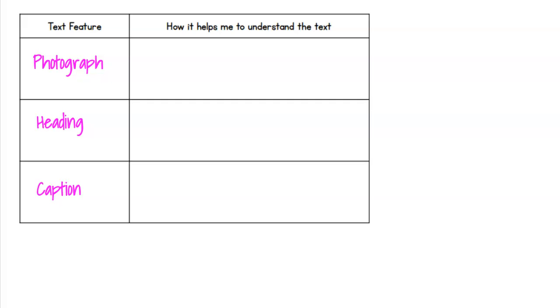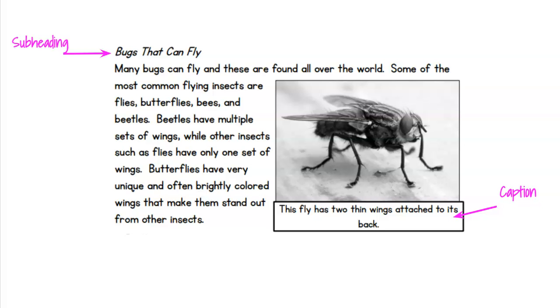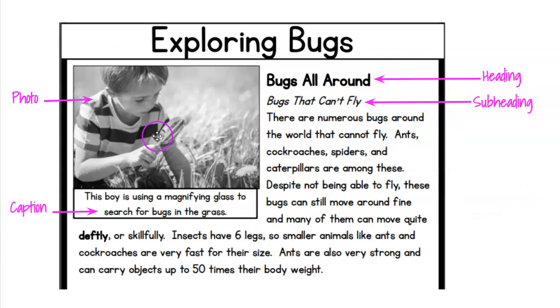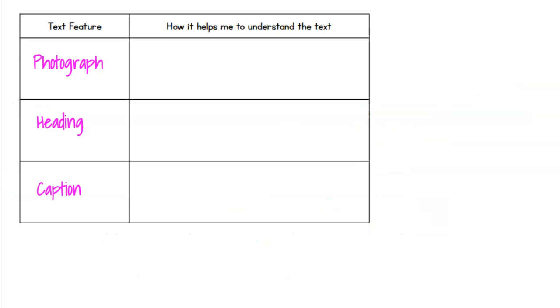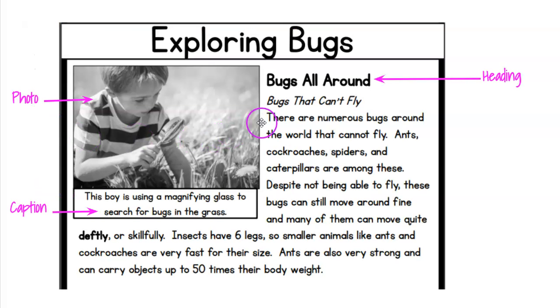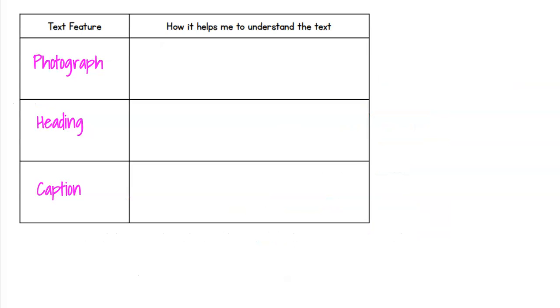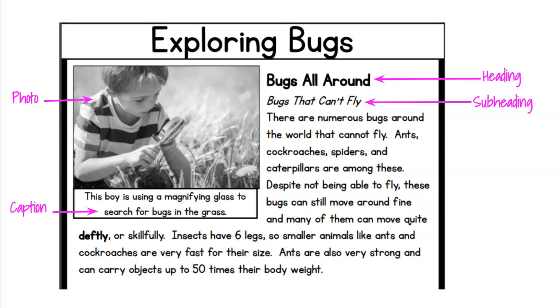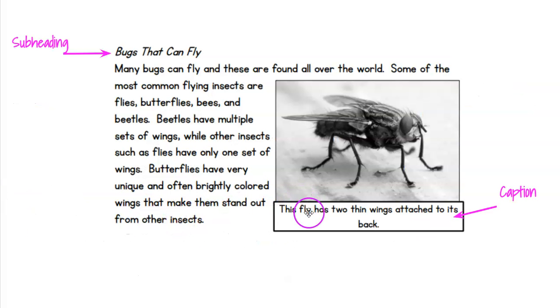So the first thing we have to do is list 3 different text features that we found in these paragraphs. I saw in both paragraphs there was a photo. So there's a photo of a fly, and there's also the photo of the boy. There was a heading. The heading is "Bugs All Around." And then there was a caption. There was a caption underneath this picture and a caption underneath this picture.